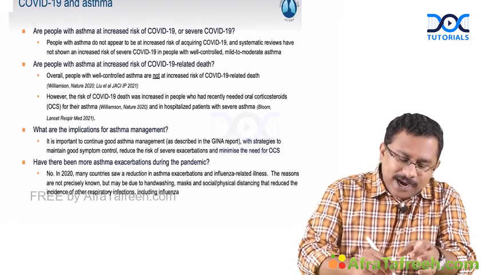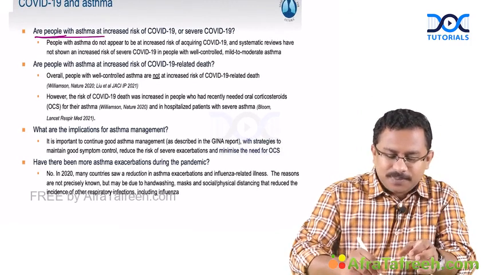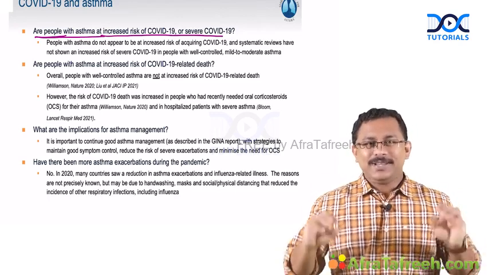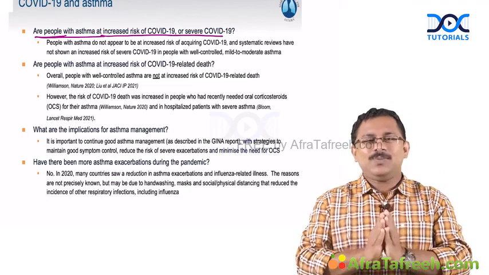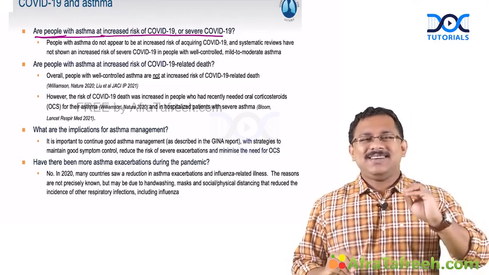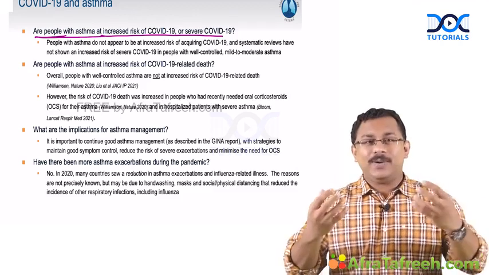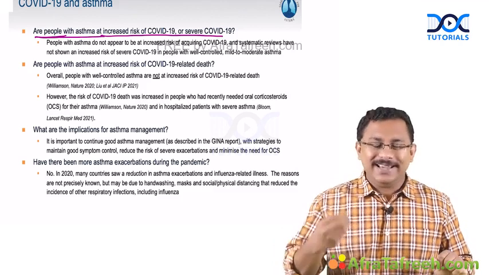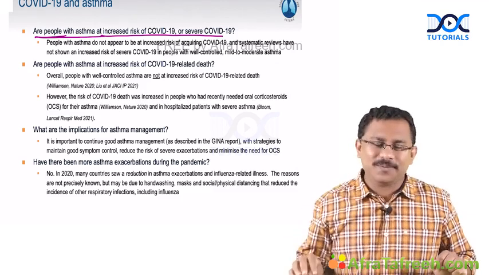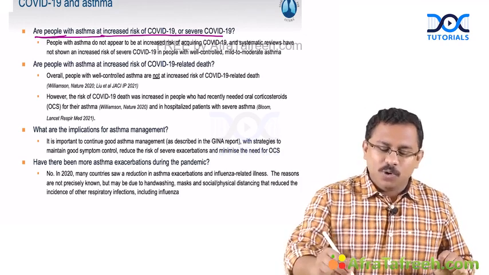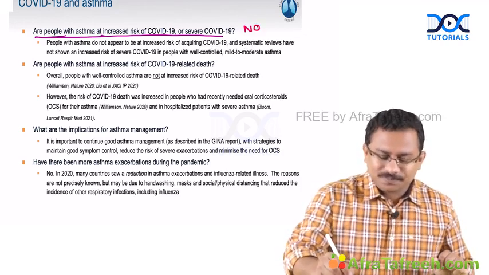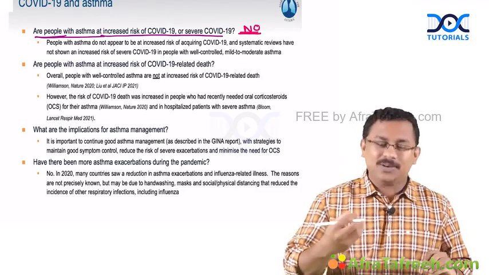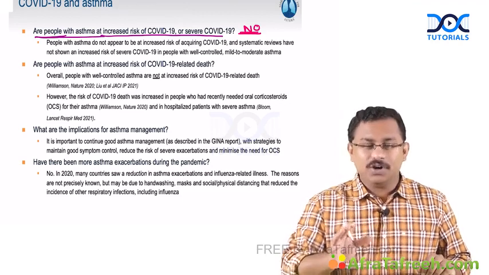So the first point is, are patients with asthma at increased risk of COVID-19 or severe COVID-19? There are 2 questions in that. You have a patient with bronchial asthma. First question is whether he is at increased risk of acquiring COVID-19. The second is, if at all he acquires COVID-19, is he at risk of severe COVID-19? Well, the answer to both these questions is a big no. You might just get confused and think that they might have severe COVID-19, but that's not true.